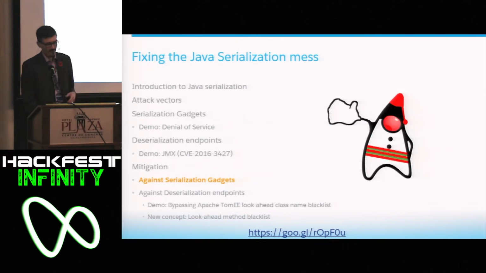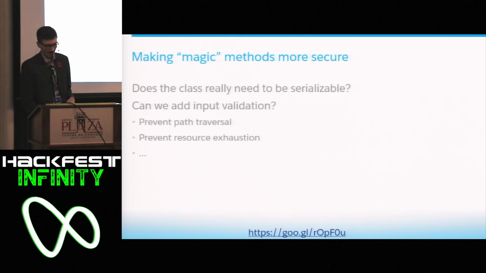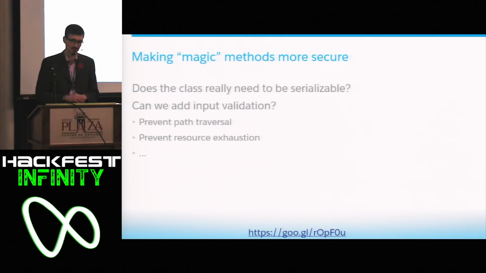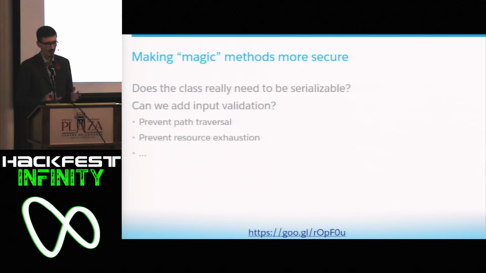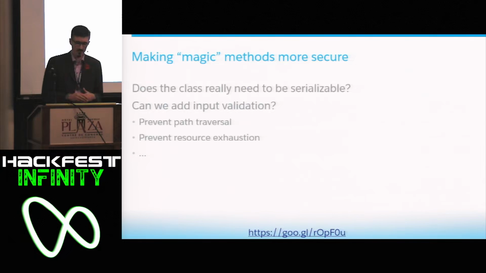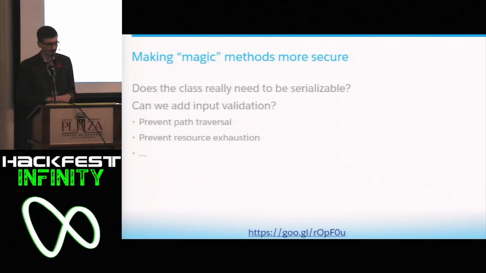So how do we fix it at the gadget level? We could make the magic method more secure. What does that mean? Some fixes I've seen over the years: some people realize that maybe these classes have so many side effects that maybe I should just remove the implements Serializable, right? And if you don't make it serializable anymore, there is no problem. Or we can add input validation.